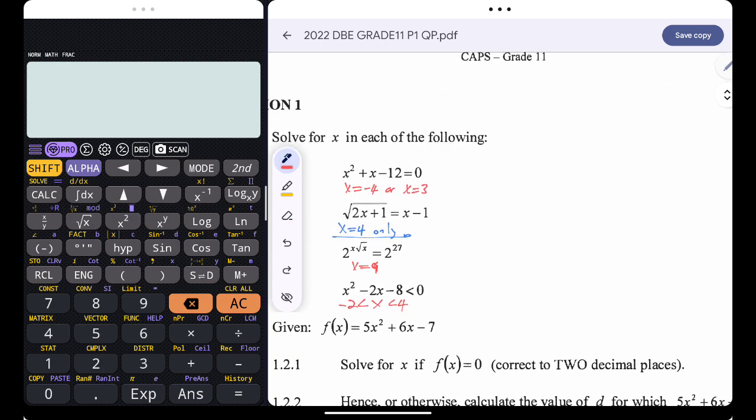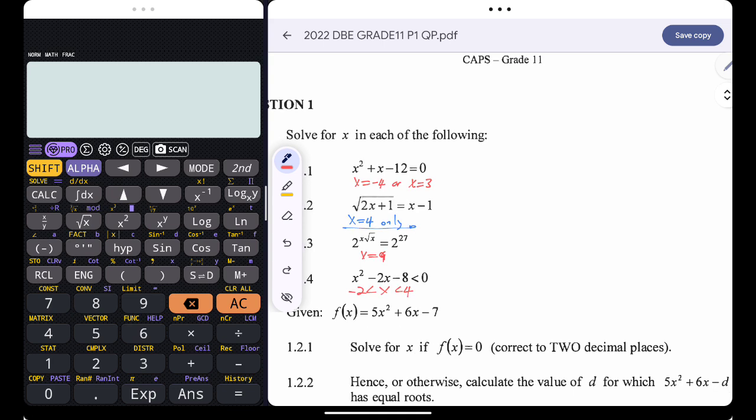I'm given f of x. I'm supposed to solve x correct to 2 decimal places. Once I see this statement, guys, I know that I don't have to bother myself trying to find factors. There are no factors. I just need to use my quadratic equation and just solve x.